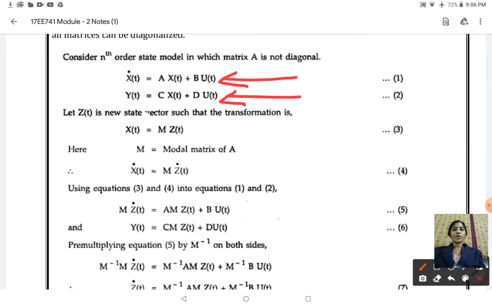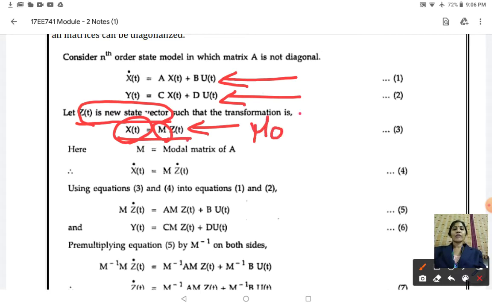In this, to obtain a diagonal matrix, you are going to introduce a new vector z of t. This z of t is nothing but your new state vector. So in the place of the state variable x of t, you assume a new state vector in the form x of t equals M into z of t. M is nothing but your model matrix of A.